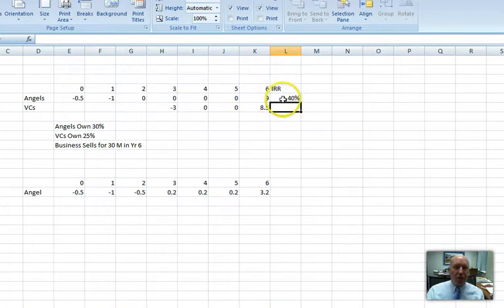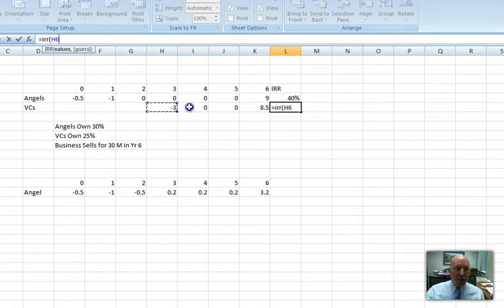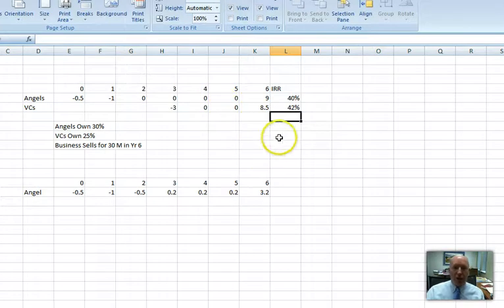Now let's see about the venture capitalists. Again, equals IRR, open the parentheses, highlight the numbers, and return. Notice they came out almost exactly the same, 42%. And you go, wait a minute, how is that return higher for the venture capitalists when they invested more money than did the angels and yet got less money than did the angels? That has to do with the time power of money.